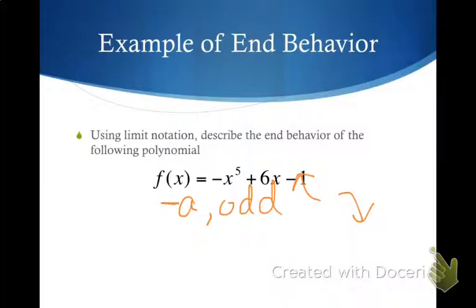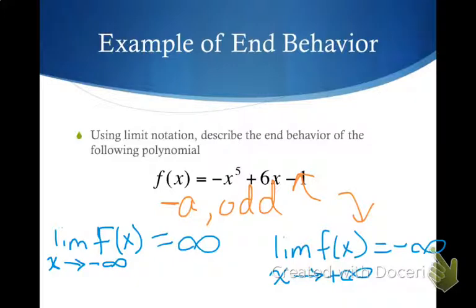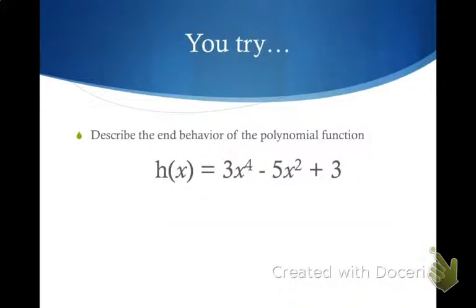So let me just write those out real quick. These are read: the limit of f of x as x approaches negative infinity is positive infinity. The limit of f of x as x approaches positive infinity is negative infinity. And I will let you try that one on your own, and we'll do that one as a quiz question.